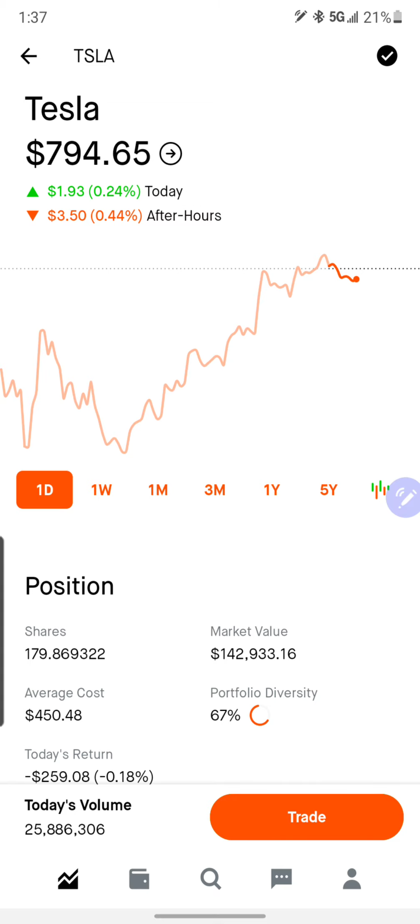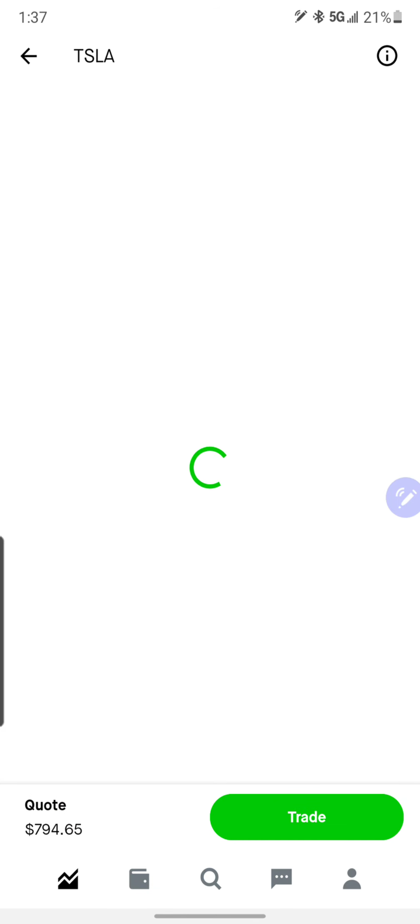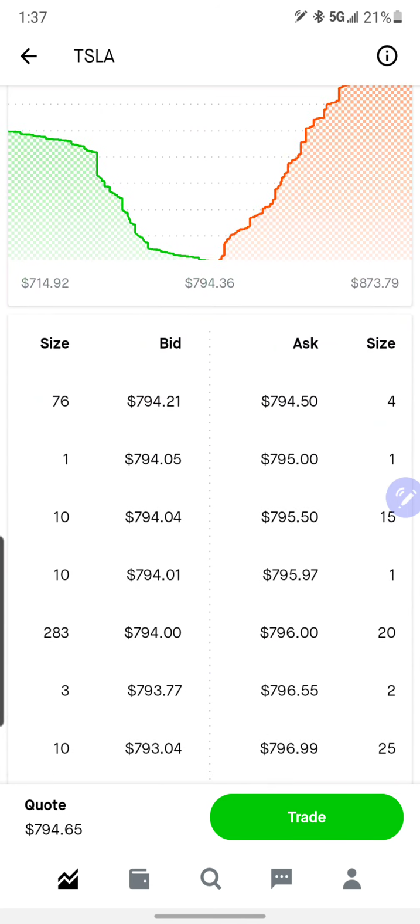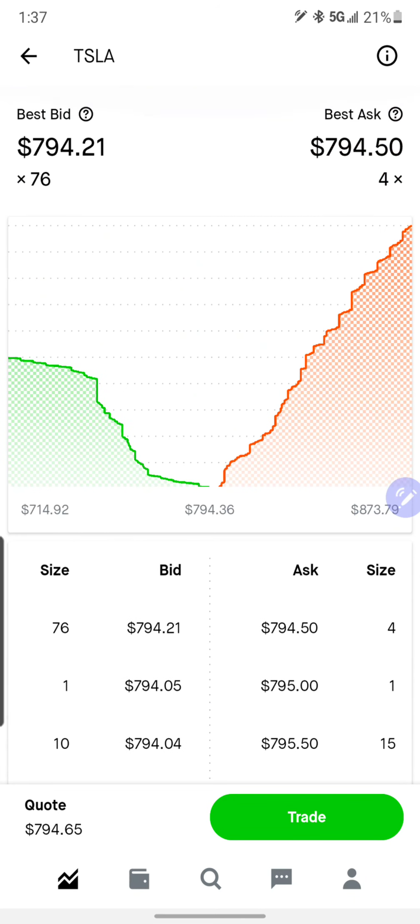I'm not sure if this is available to everybody or just Robinhood Gold. Sometimes they do that. But it's this little button right here. If you have it, you can click on it and we can see the level 2 data for Tesla. So the actual data is down here. Up here is just a visual representation of what's going on.